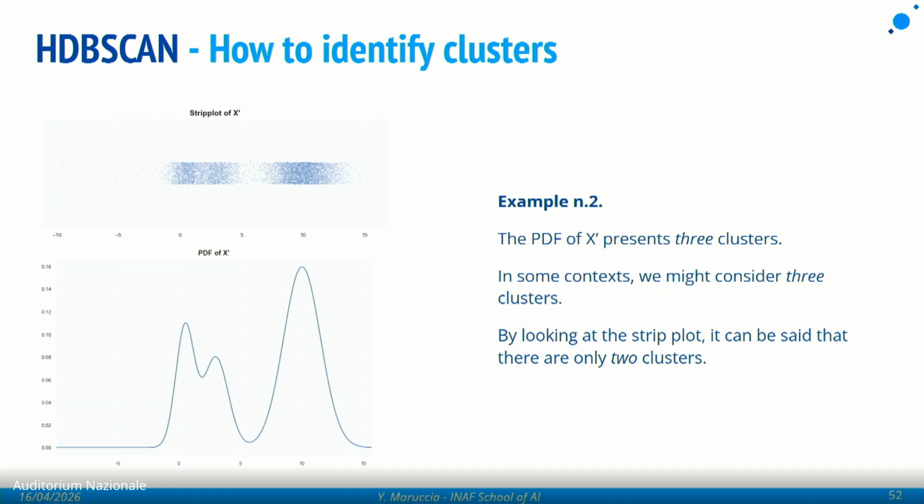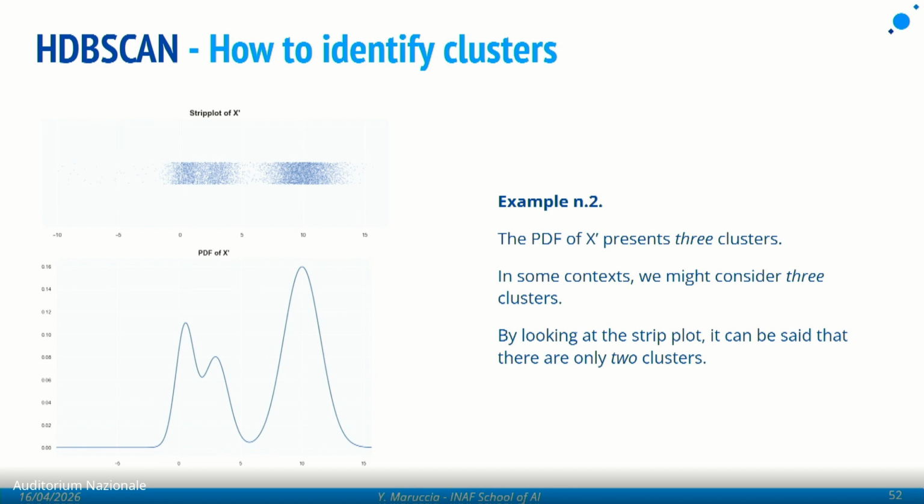If we look only at the top, our eyes see only 2 clusters, because it's very difficult to separate the 2 clusters on the left, right? But if we see the probability distribution function, here you can see that there are 3 peaks. But how to decide where to cut? And so how many clusters do we have?